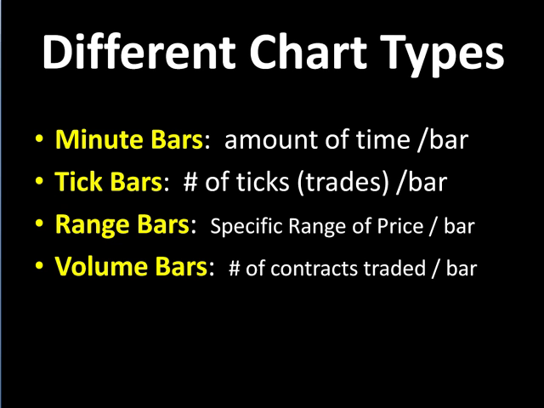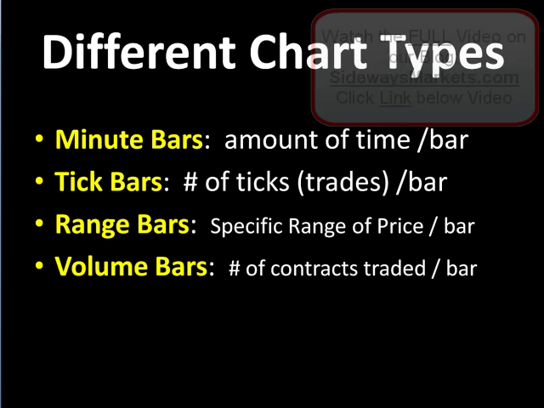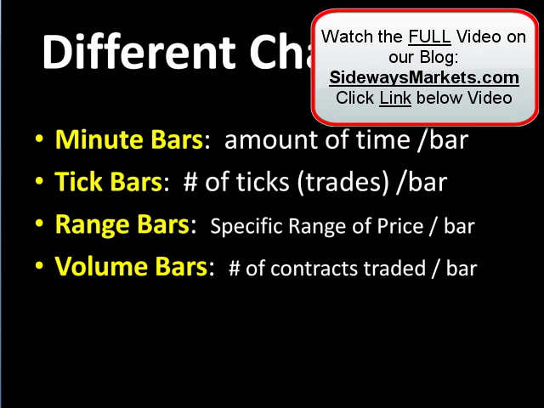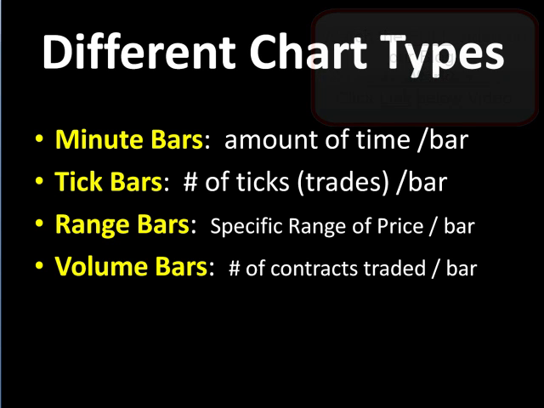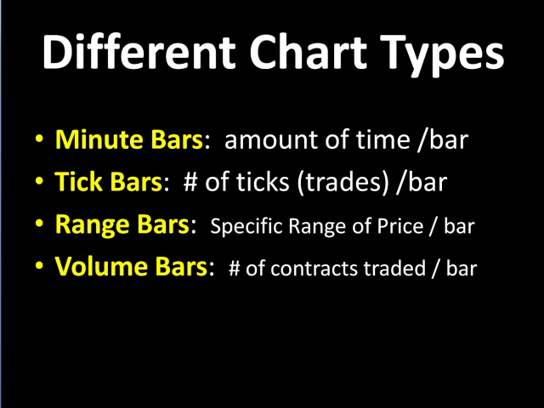Range bars are very similar. No time involved here. This is going to specify a specific range of price per bar. For example, this is done in ticks as well. So if you're looking at a 6 range chart, that specifies 6 ticks of price per bar. If you're trading the DAX and it ticks in half-point increments, then a 6 range chart would mean that each bar has 6 ticks of range, which would mean 3 points. 3 full points on the DAX.